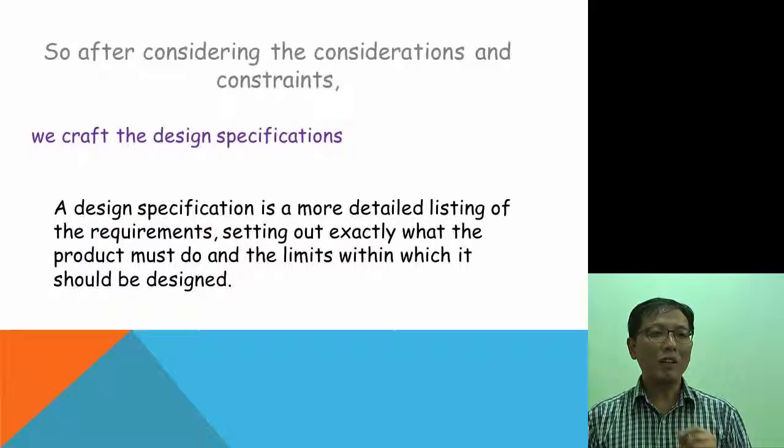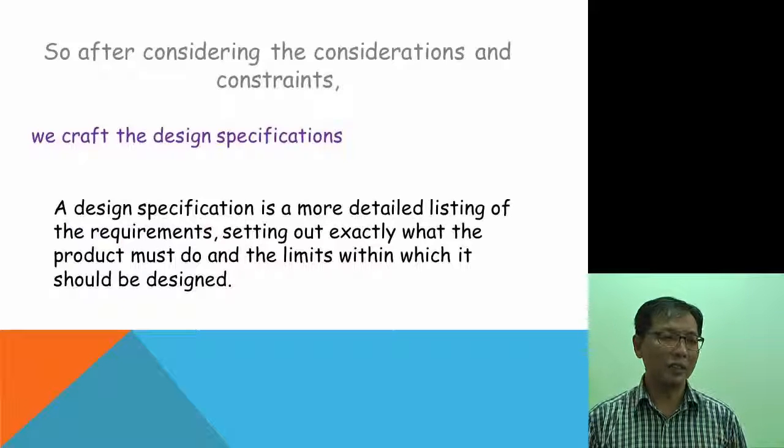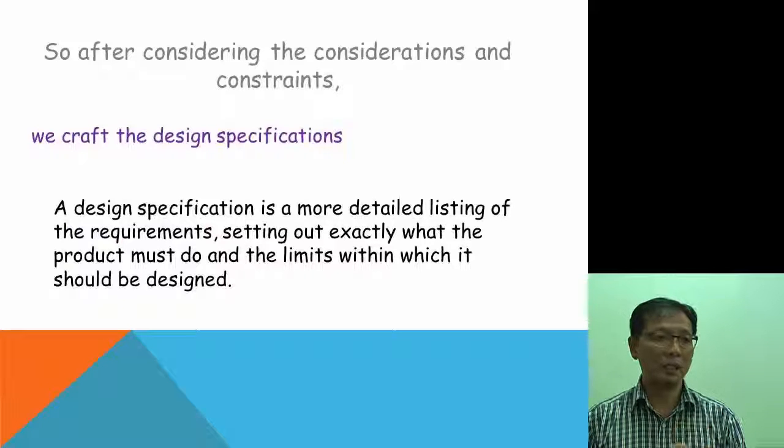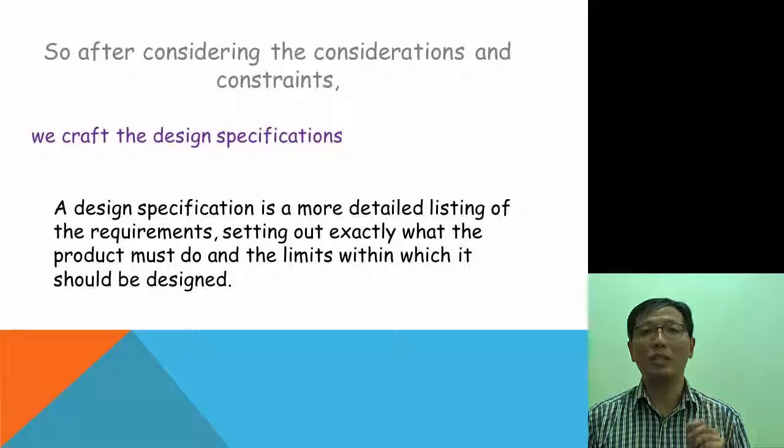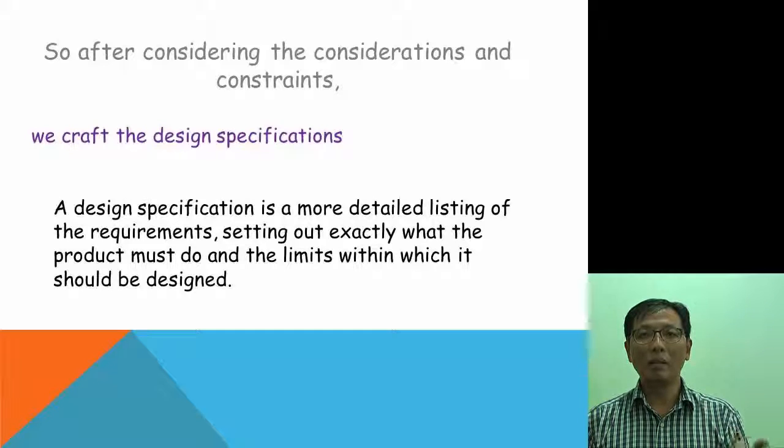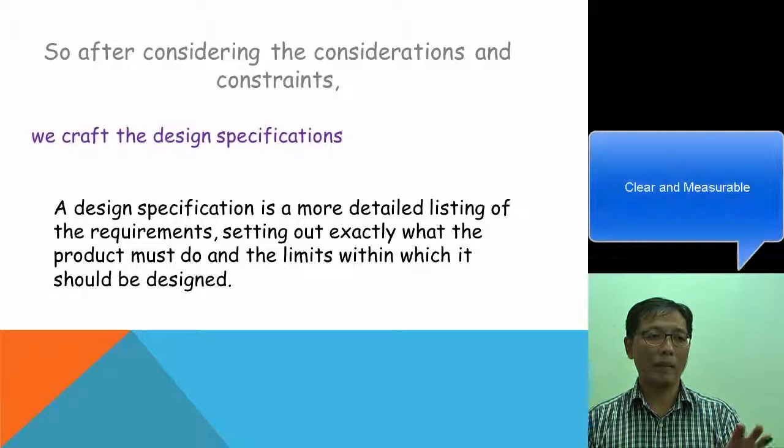So after considering the considerations and the constraints, then we craft the design specification. A design specification is a more detailed listing of the requirements, setting out exactly what the product must do and the limits within which it should be designed. So it should be a clear and measurable statement. These are some examples.